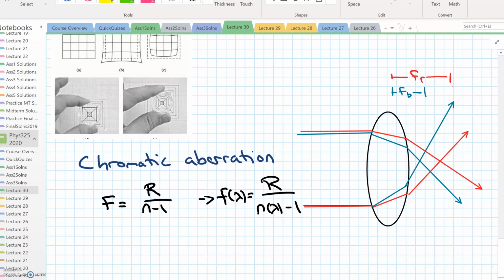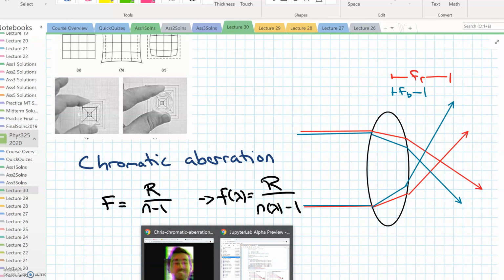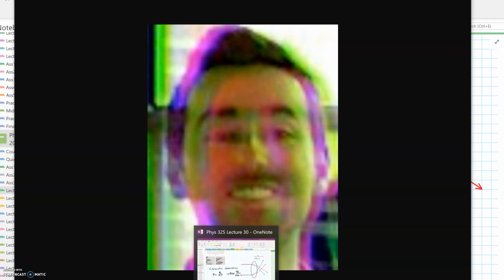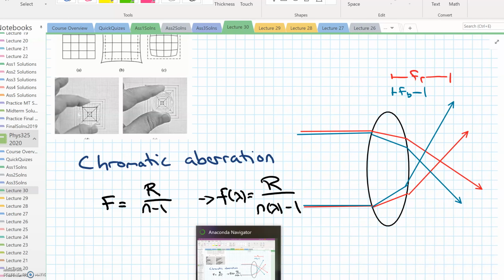So I've kind of greatly exaggerated this, but this tells us that we'd have a different focal length for red than we did for blue. And that is called chromatic aberration. And that leads to this effect here, where we have the image which falls on different points. This is kind of a contrived picture. It's a very bad chromatic aberration. It's normally more subtle than that, but it's there. And that's what it is. How do we fix it?